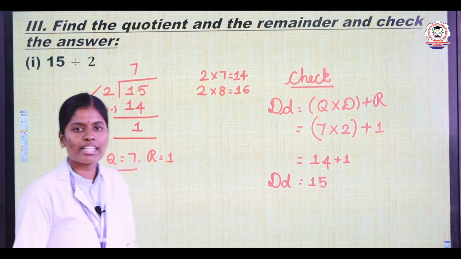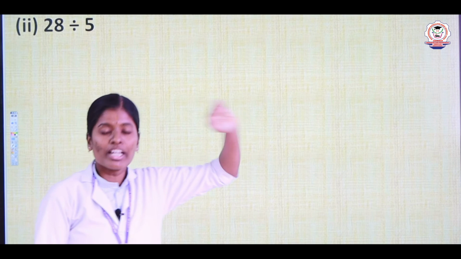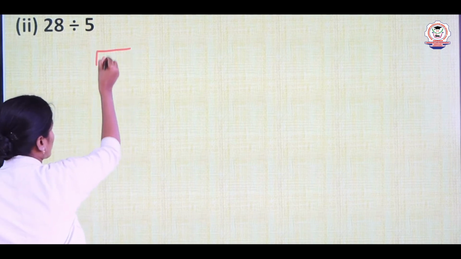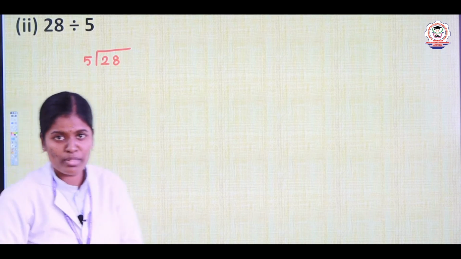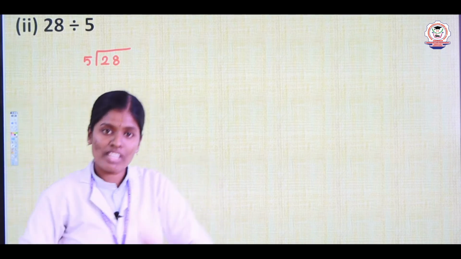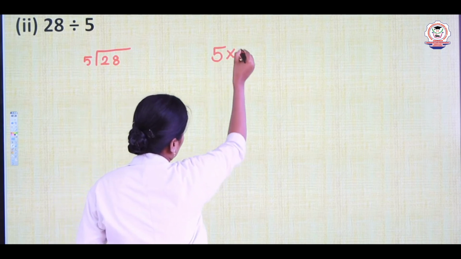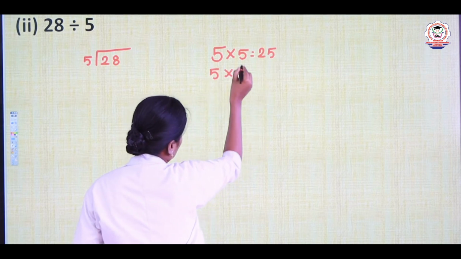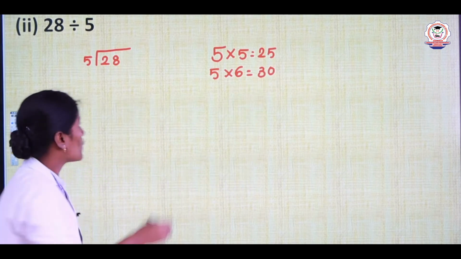So our division is correct. Next we'll see another example. Listen children. Our second question is 28 is divided by 5. Here the dividend value is 28. Then that divisor value is 5. So take 28 divided by 5. 5 table 28 is not possible. In the 5 table we have 5 fives are 25, 5 sixes are 30. So take that smaller number, 5 fives are 25.